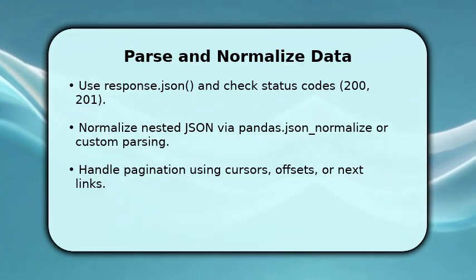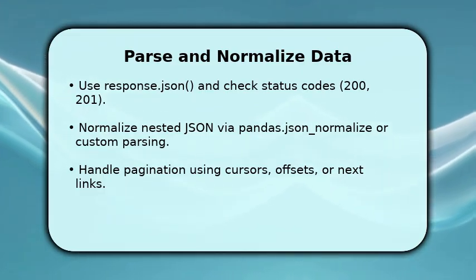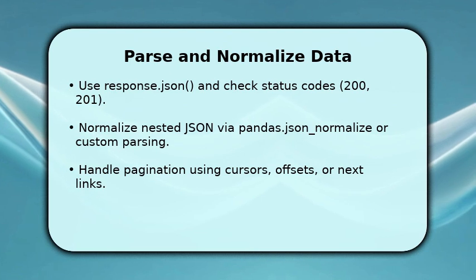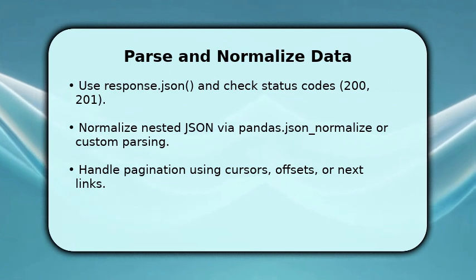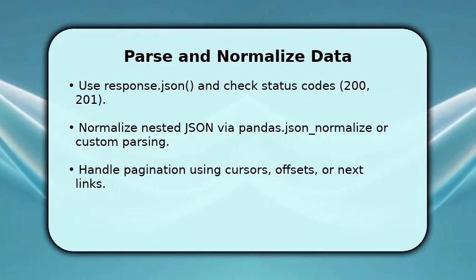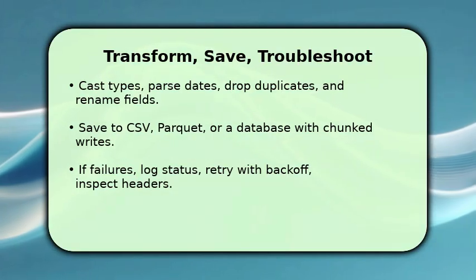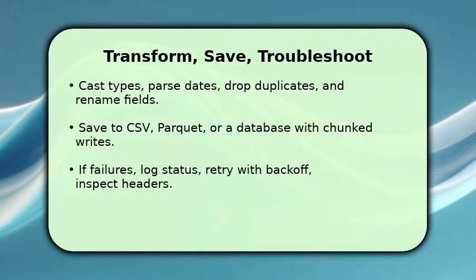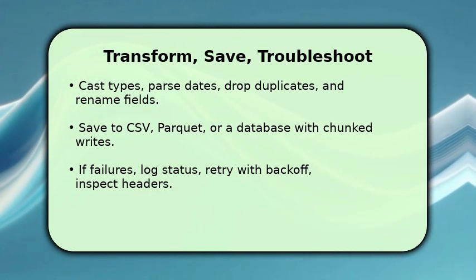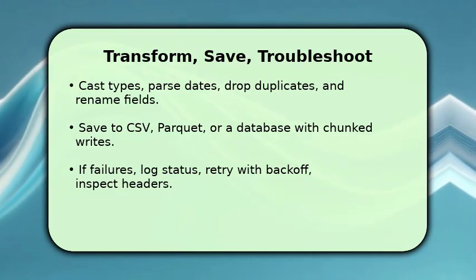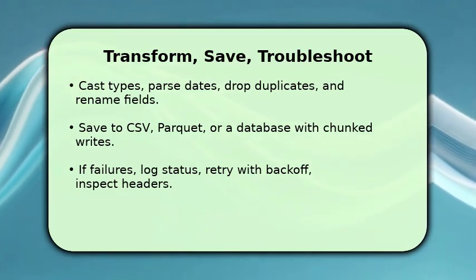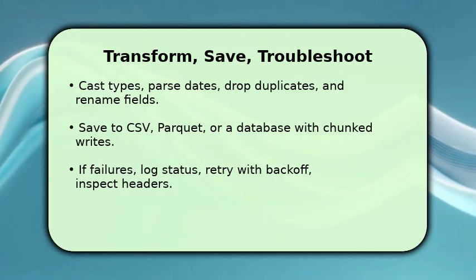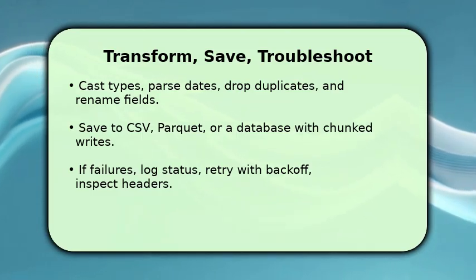While looping, collect results into a list and periodically convert to a data frame to validate schema and types, so downstream code stays stable. Now transform the payload. Cast numeric types, parse ISO dates, remove duplicates, and standardize field names so consumers get consistent data. Once ready, write to CSV, Parquet, or push to your database using chunked inserts for large sets.